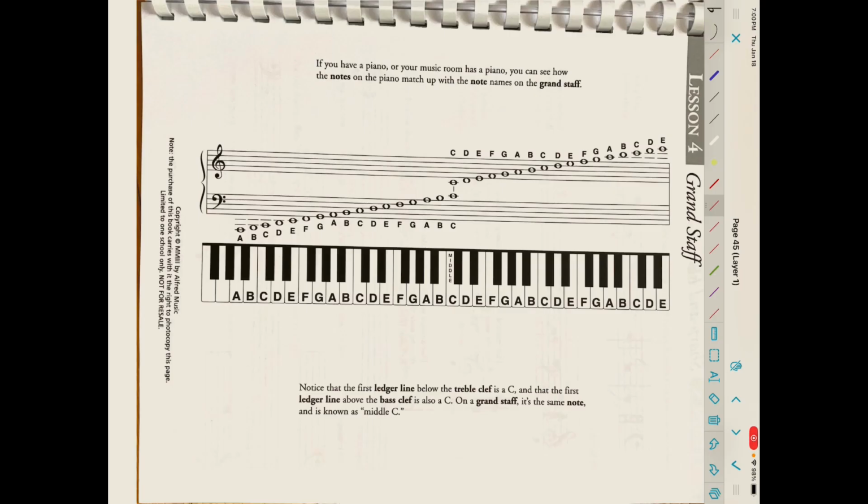If you have a piano or your music room has a piano, you can see how the notes on the piano match up with the note names on the grand staff. Notice that the first ledger line below the treble clef is a C. So we're talking about this note right here, which we've already discussed. This is middle C. And the first ledger line above the bass clef is also a C. So this is our other C. On a grand staff, it's the same note and is known as middle C.